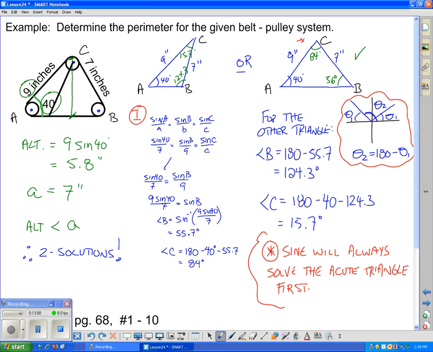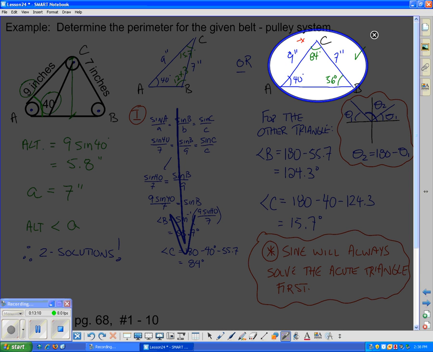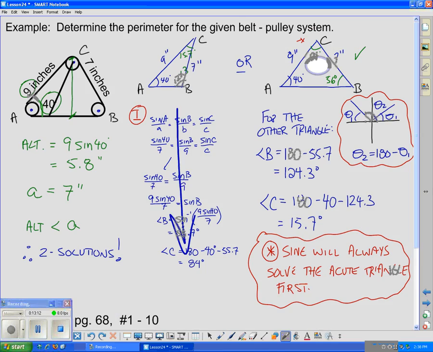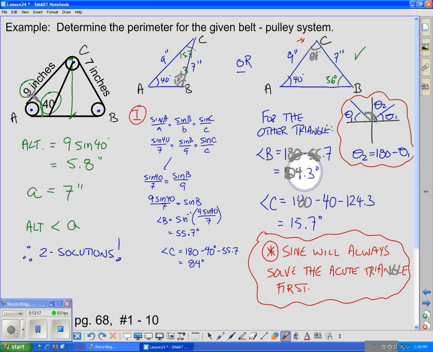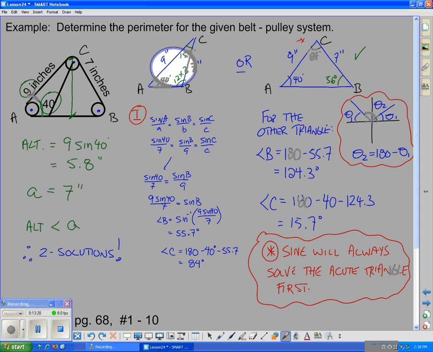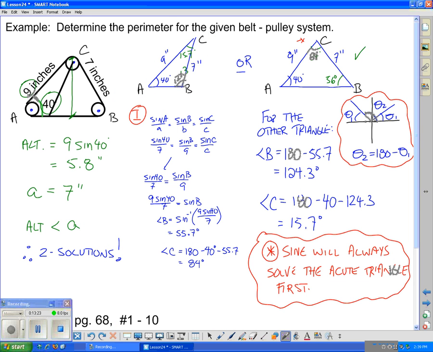So I'm going to tell you right now, if you have two solutions and you go through this process, you will always find the information for the acute triangle. Then this process is the same every time to find the other triangle. The trickiest part is going to be doing your test, your check. So I'm going to put this on the test.